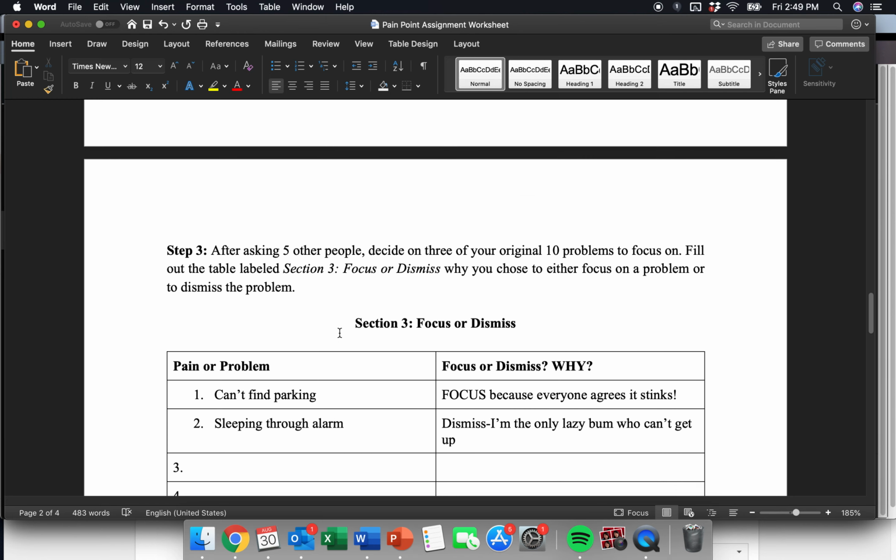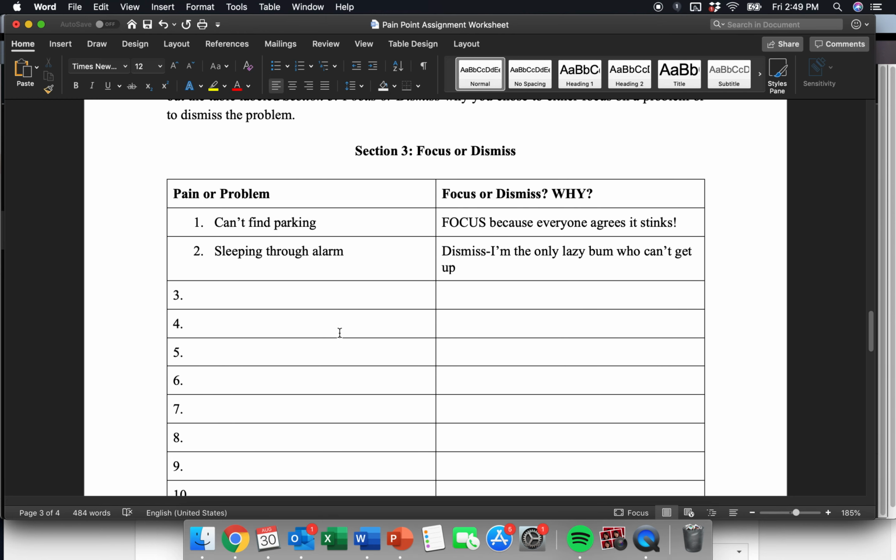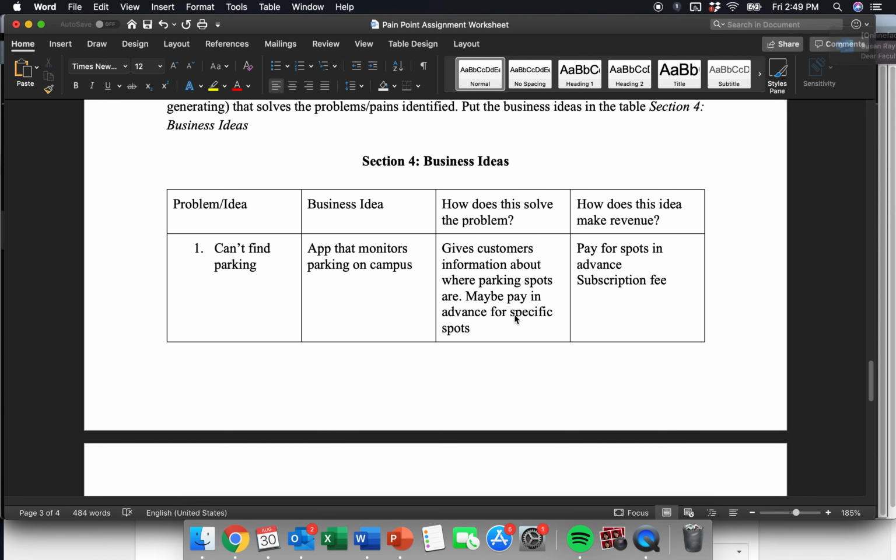And from that, you're going to think about, based off of my experience and the experience of others, do I focus or dismiss this problem? And then think about business ideas for 3 of those you chose to focus on.